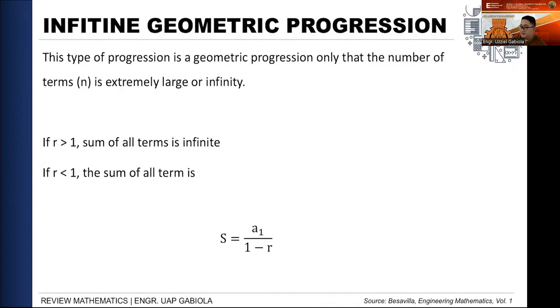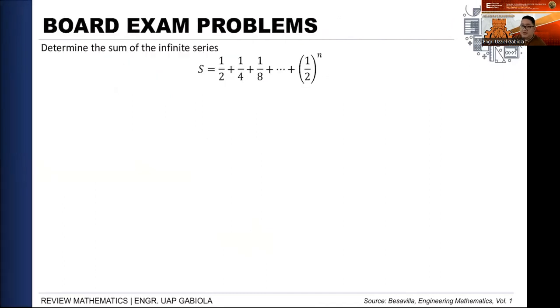So check natin. So determine the sum of the infinite series. So we have sinabi naman infinite series siya. So what we need to do is to look for the value of r. Okay? So r natin is equals to yung una 1/4 all over 1/2. So this will be 1/4 times 2 or 1/2. Okay? Check natin yung another set. So we have 1/8 over 1/4. This will be 1/8 times 4. That will be 1/2 also. So yung r natin is 1/2.